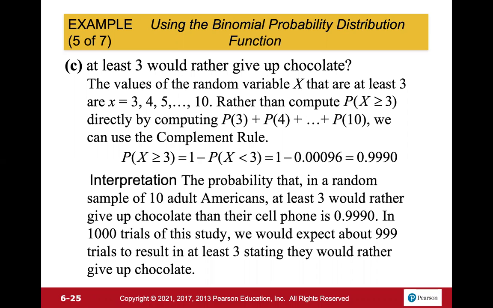So the probability that in a random sample of 10 adults, at least 3 would rather give up chocolate than their cell phones, that probability is 0.9990. So we would say that in 1,000 trials of this study, we would expect about 999 of the trials to result in at least 3 saying that they would rather give up chocolate.